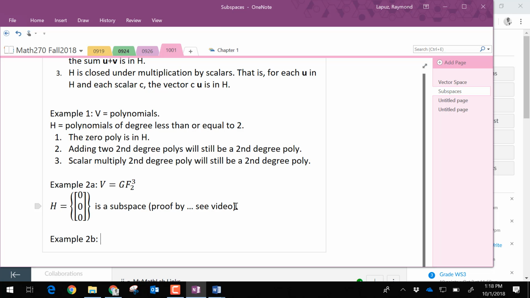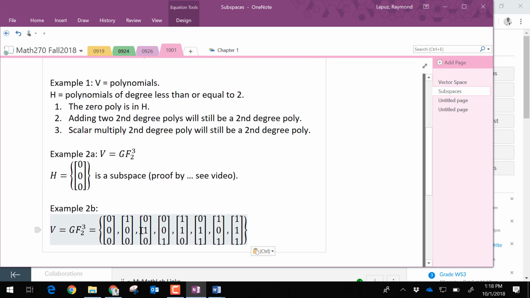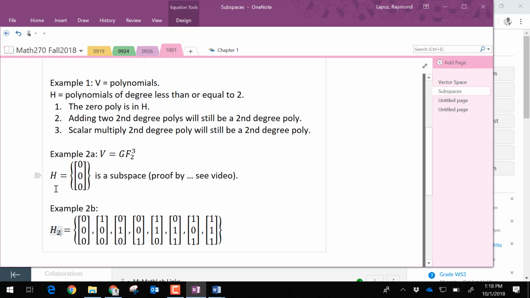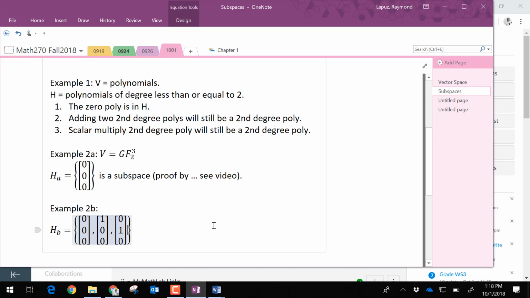Yes. So let's do another example. Let's pick out, let's call this one h sub 2 or h sub b. This is h sub a, because it's example 2b. What if we only have 3 vectors in there? So the question is, is this a subspace?